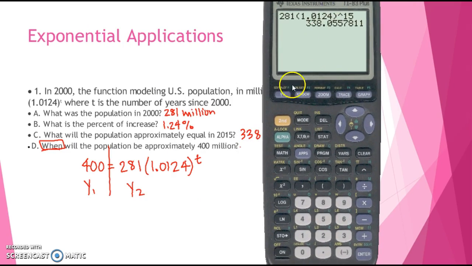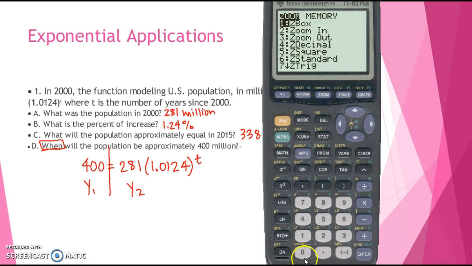So in the calculator, I go to y equals, and I put 400, and then 281 times 1.0124, and then I'm going to use x as my variable. From here, I'm going to go straight to zoom 0 to see what the calculator can do.